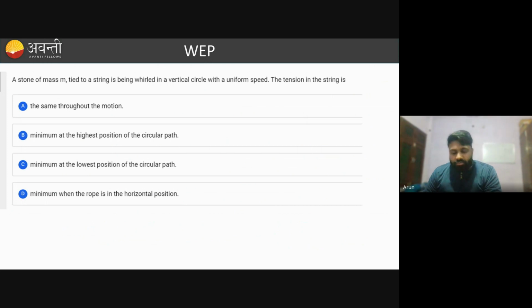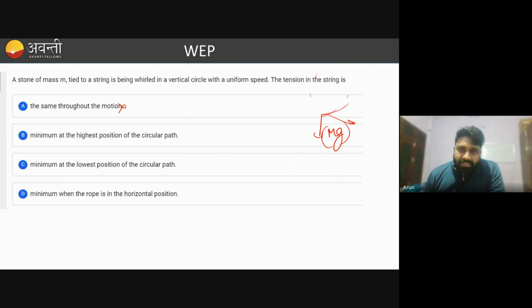Now this question: a stone of mass m tied to a string is being reeled in a vertical circle with a uniform speed. The tension in the string is, so we have also analyzed the vertical circular motion. We cannot say that it is the same throughout the motion, because tension depends on the weight force, which is changing its value as it moves ahead in the circular motion. So we cannot say that it is the same throughout the motion.